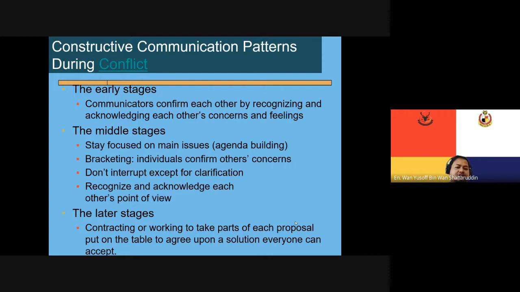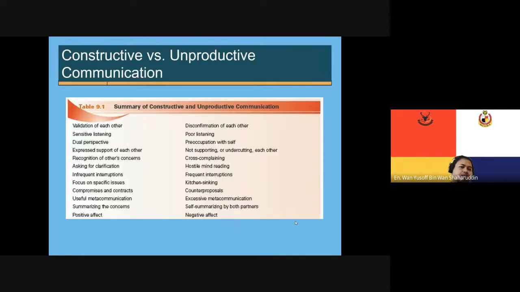Recognize and acknowledge each other's point of view. And in the later stages, contracting or working to take part of each proposal, put them on the table to agree upon a solution everyone can accept. So in the end, you will come to a conclusion whereby you will present all of the proposals on how you resolve your conflict and put it into an agreement that can be accepted by both of you or everyone involved in the conflict. So these are examples of constructive and unproductive communication.